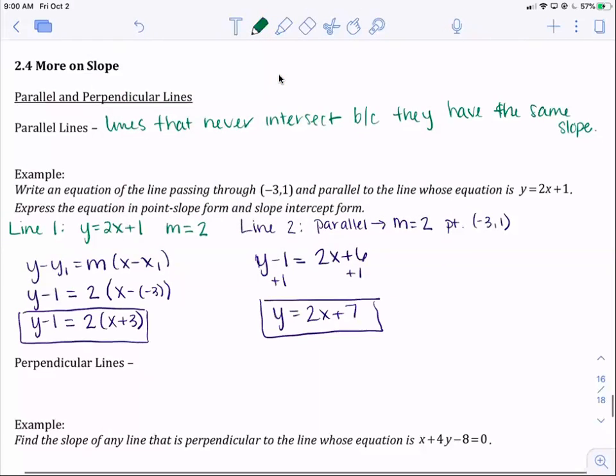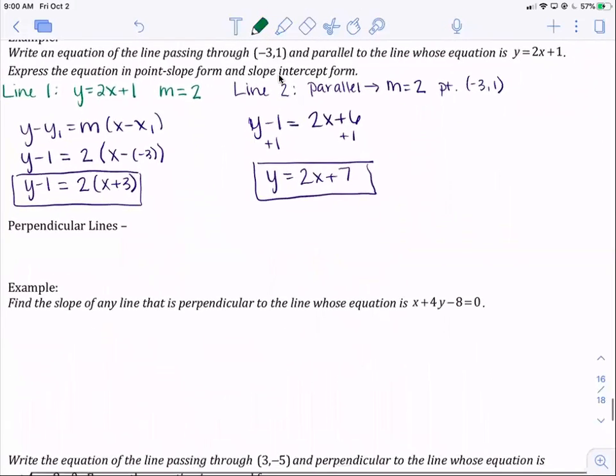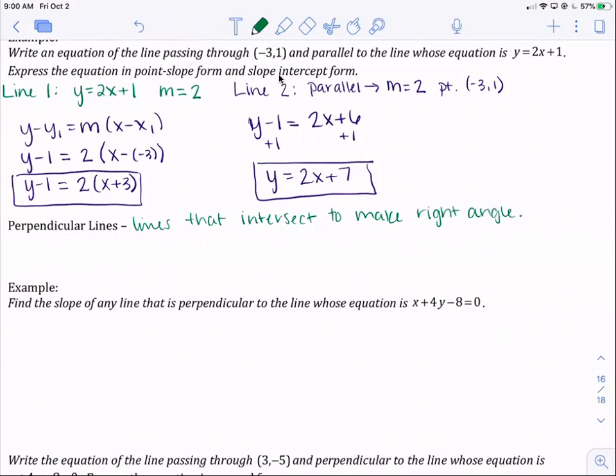Okay, now we can look at perpendicular lines. And these are lines that intersect to make a right angle. Their slopes are opposite reciprocals.